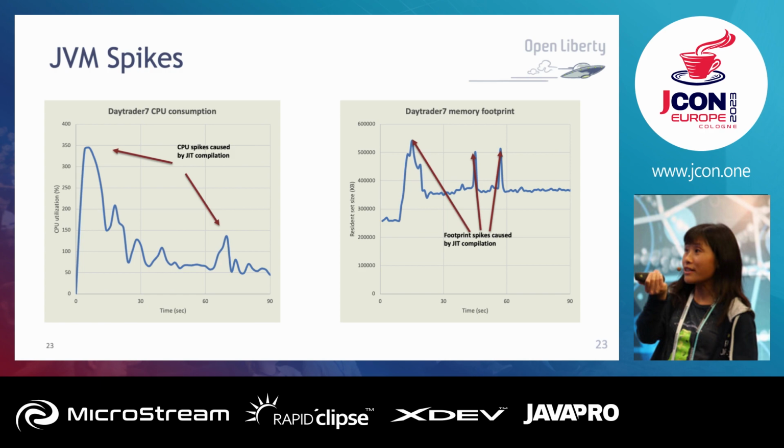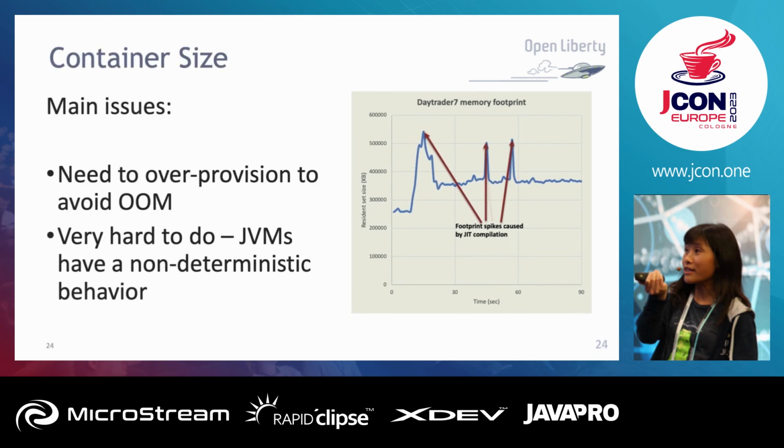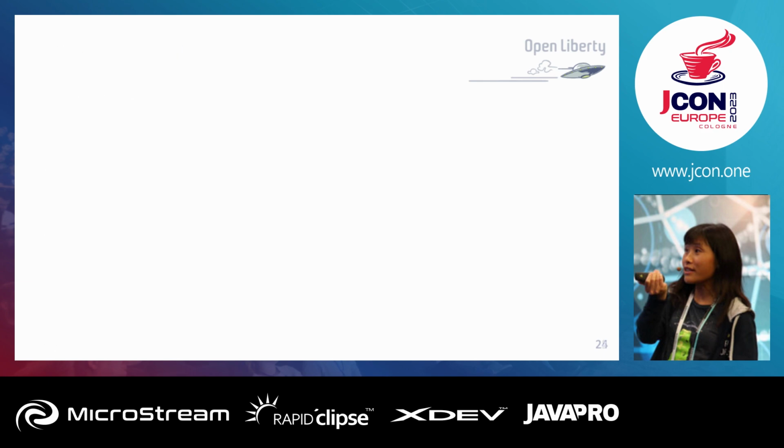Basically we run it and we observe it. You can get a lot of CPU spikes and memory spikes. This is all caused by JIT compilation. And in order not to cause OOM, you add more memory. However, we know the JVM is not predictable, even the GC is not predictable. You cannot ask the GC to run, right? Whenever it thinks it needs to run, it will run.